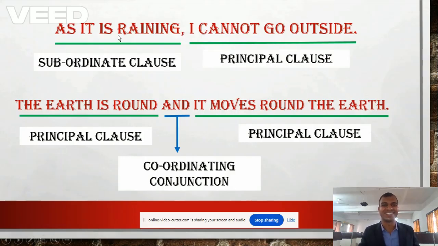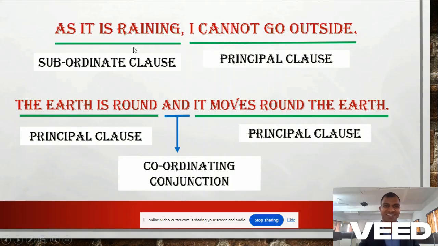Look, the first sentence: As it is raining, I cannot go outside. In the first part, what happens? It is a subordinate clause. If you say simply, as it is raining, then is the sentence complete or incomplete? Incomplete. It does not make sense. Without saying the second part, the first part of the sentence does not make sense. So this part is dependent upon the second part. That's why it is called subordinate.